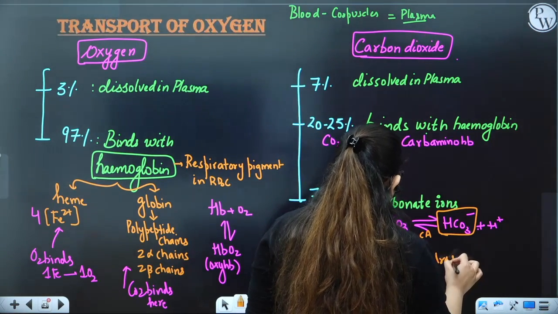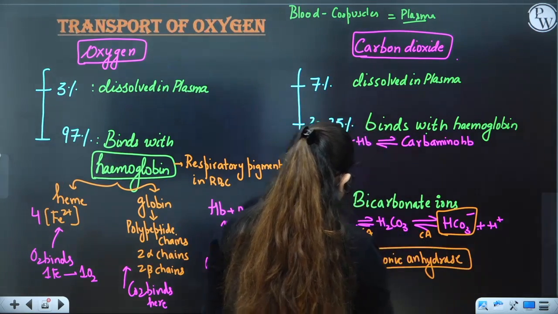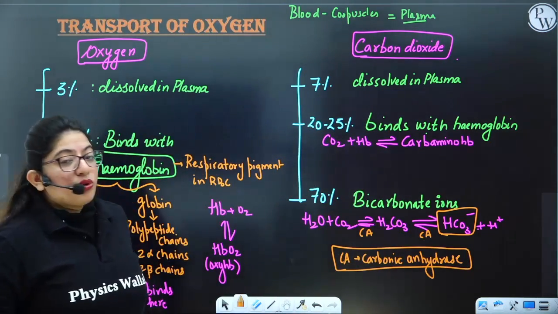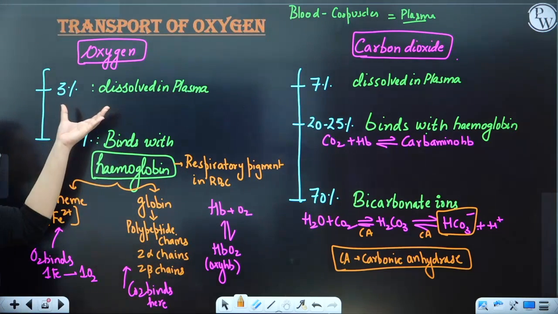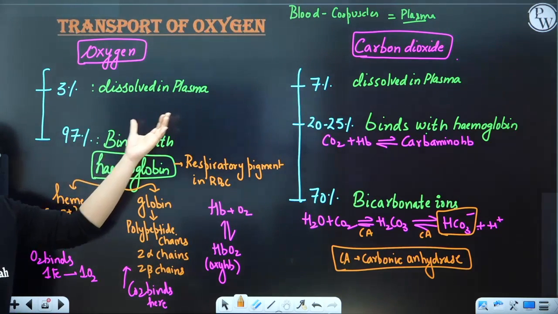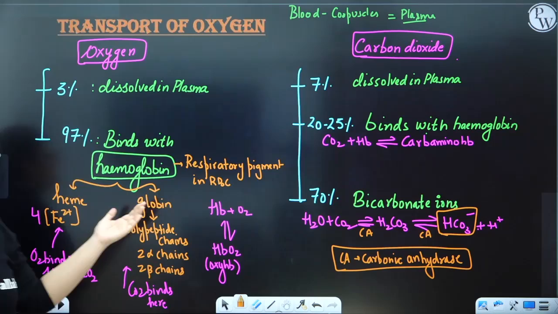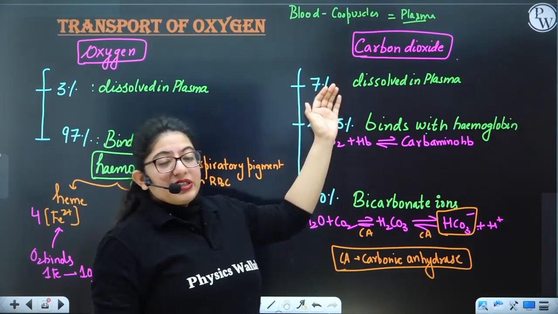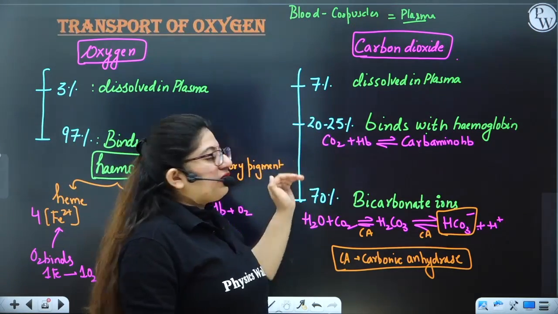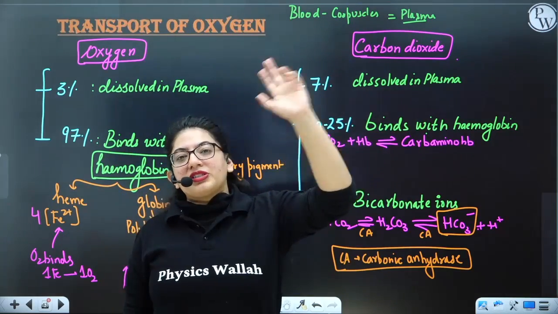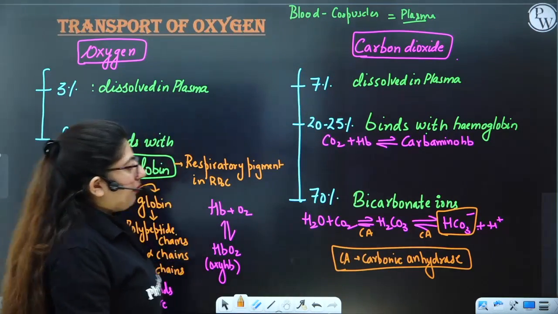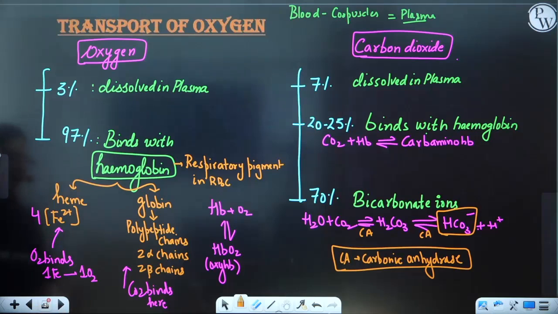So this enzyme catalyzes. Alright. So you have to remember what percentage is carried in which form. 3% of oxygen is in dissolved form in plasma, 97% with hemoglobin. And here for carbon dioxide, 7%, 20 to 25% and 70%. Maximum as bicarbonate ion, minimum in plasma (7%), and 20 to 25% with the hemoglobin. Alright, moving further to the next.